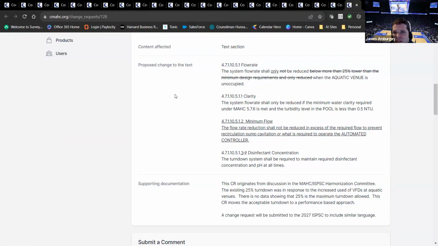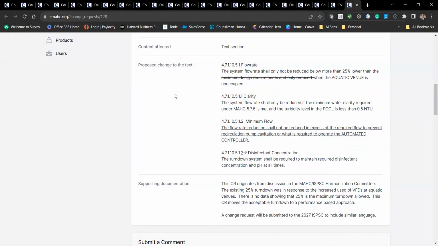And that's totally against the required turnover times in the MAC. What is 4.7.10.5? Does that pertain to a specific situation, or is this all the time?